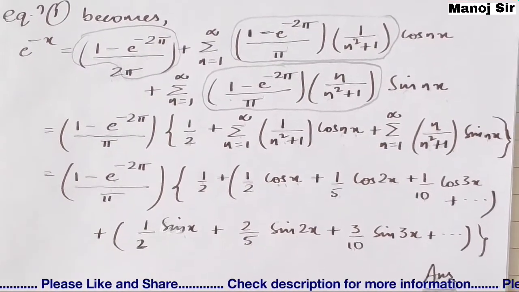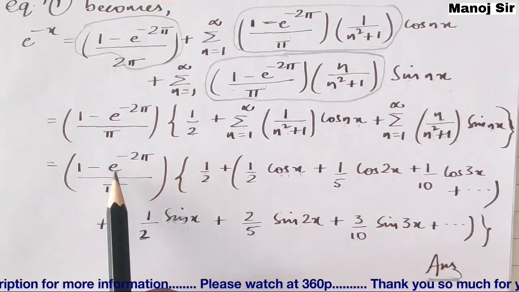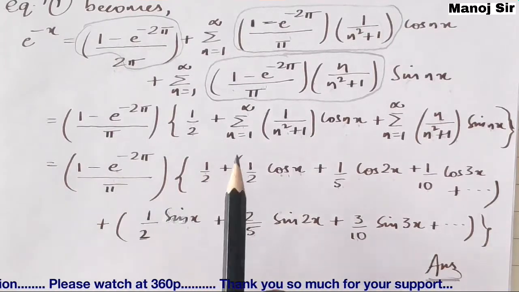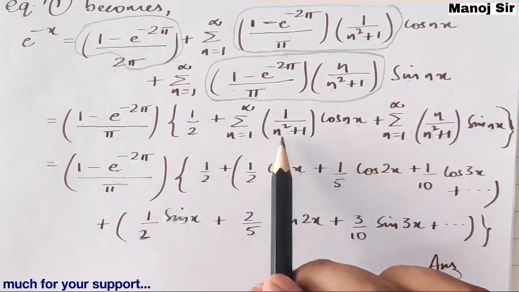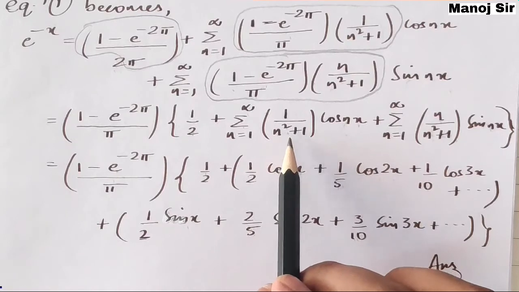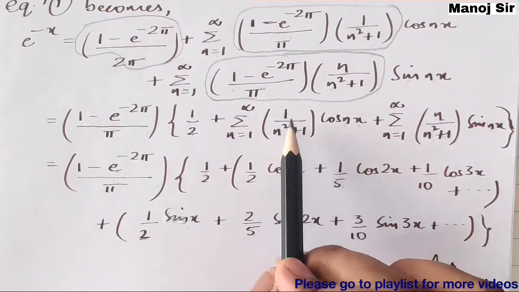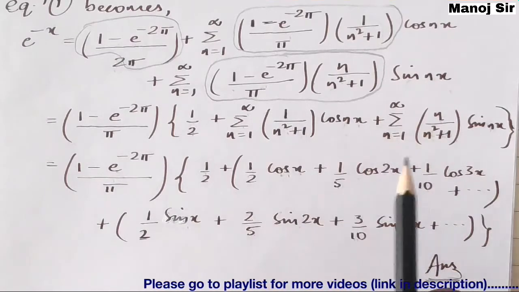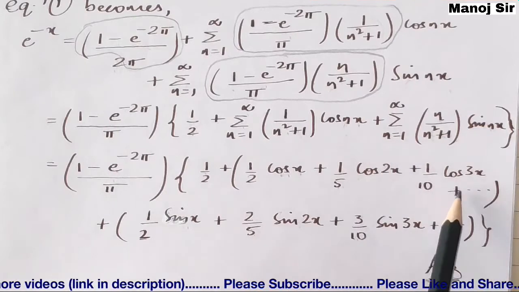Now simply put n equals 1, 2, 3, and you will get 1 minus e to the power minus 2 pi upon pi. This is as it is. This part is also as it is, that is half. Now if you put n equals 1, this is going to be 1 upon 2 cos x. If you put n equals 2, this is going to be 1 upon 5 cos 2x. If you put n equals 3, this is going to be 1 upon 10 into cos 3x plus dot dot dot.